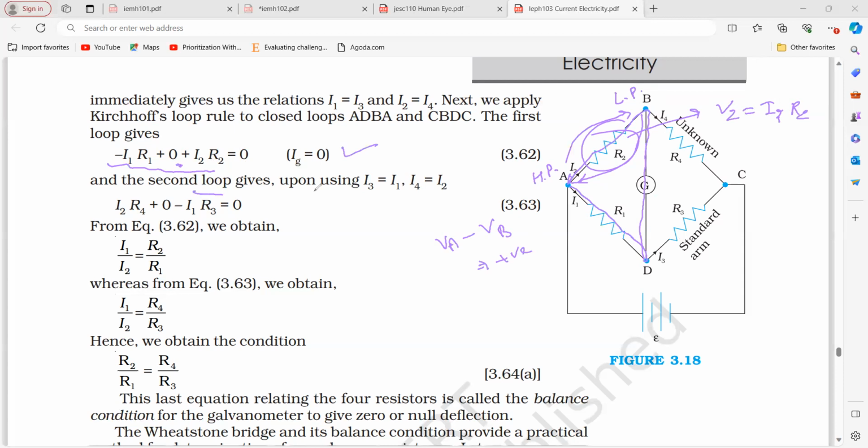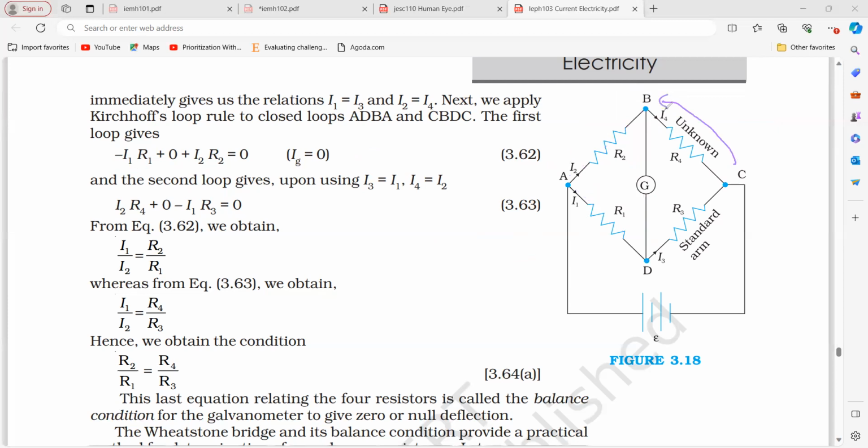Similarly, for the second loop, when we go from C to B, here potential is more at point B, so we will be getting a positive sign. So firstly, it should be plus I4 R4, plus, then we will come through the galvanometer, but for the balance condition, current through the galvanometer is 0, so it will be 0.